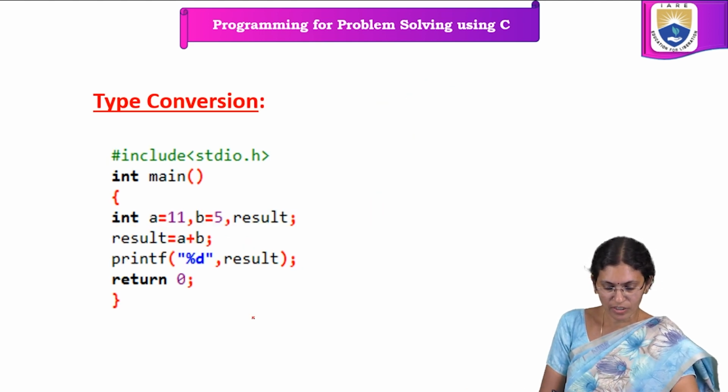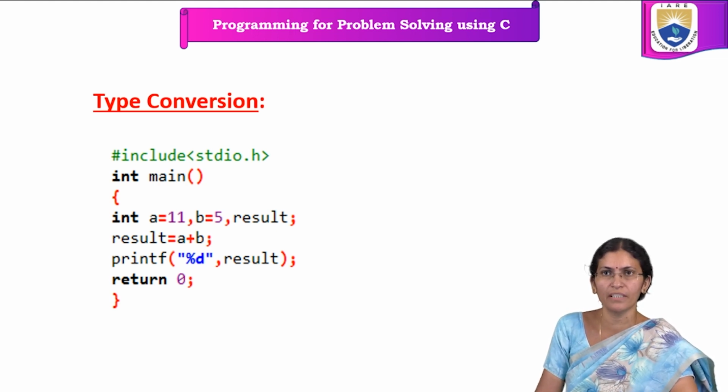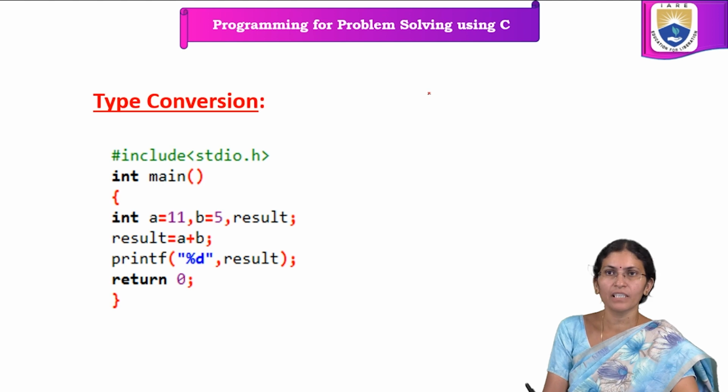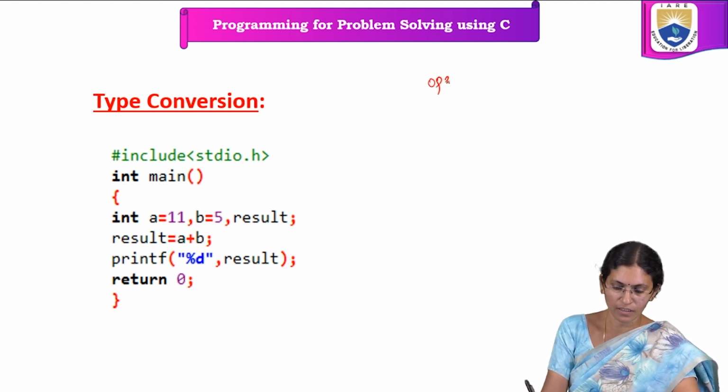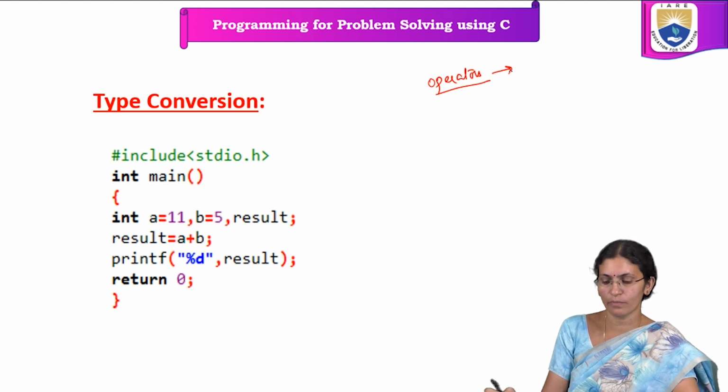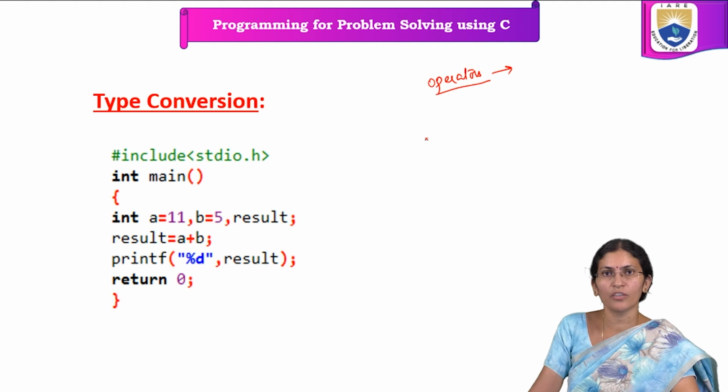Next, in type conversion, this is another example. The main task of any programming language is to perform arithmetic or logical operations. Arithmetic operations are done by operators. We have seen in the video lecture titled C Tokens Part 2, where we discussed operators in detail. There are different operators: unary, binary and ternary. These operators are useful for performing arithmetic and logical operations.